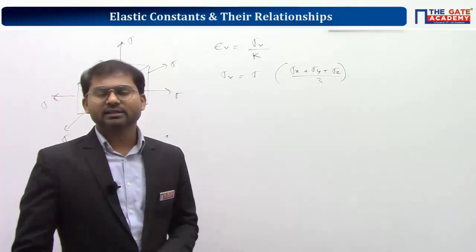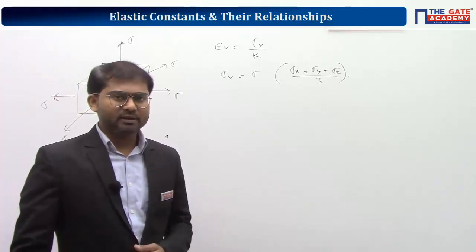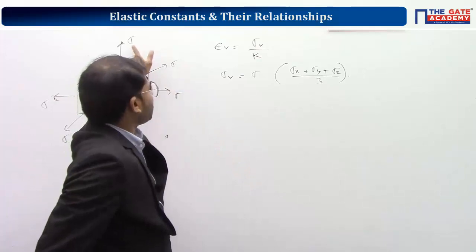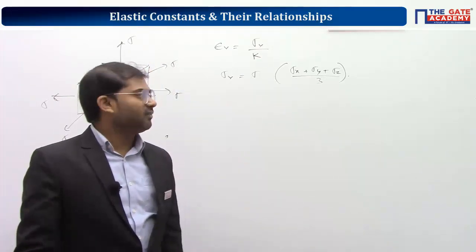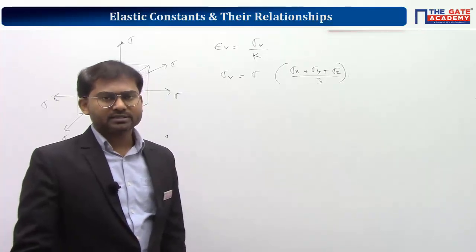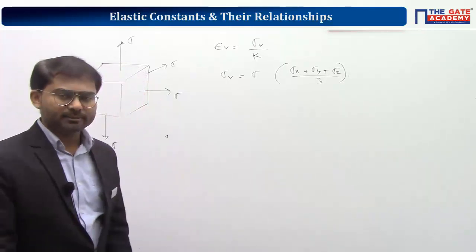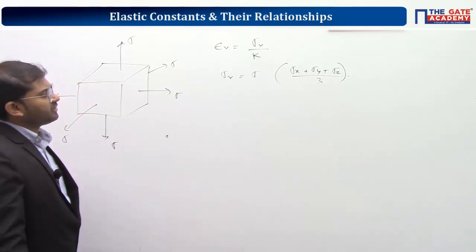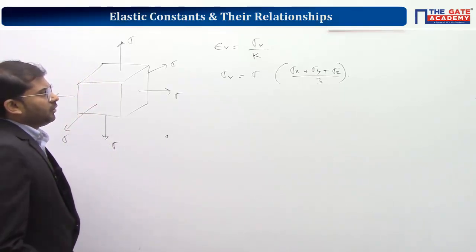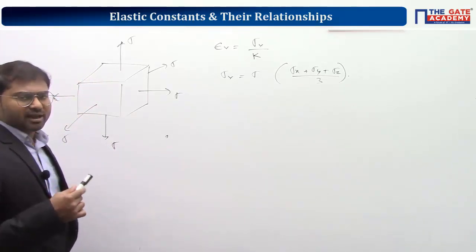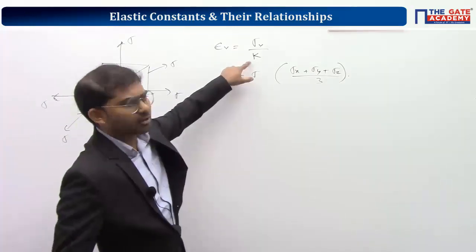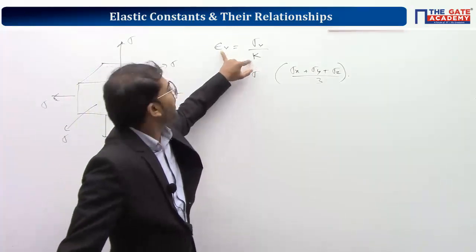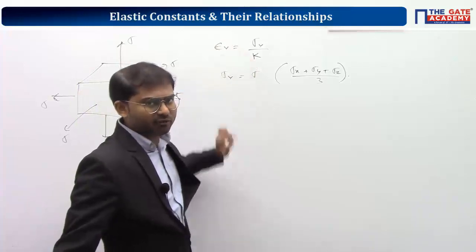Right now you will not get the complete idea. Just keep in mind that whenever these three values are different, you should take the average of the three values to get the value of sigma v. So sigma v is equal to sigma here. The volumetric strain is decided by the value of bulk modulus. If you have a higher value of bulk modulus, the volumetric strain will be lesser. The lesser the value of bulk modulus, the higher the value of volumetric strain.